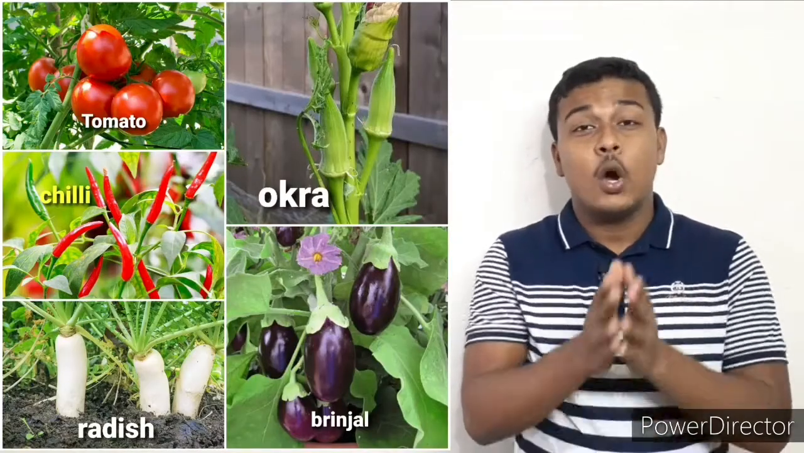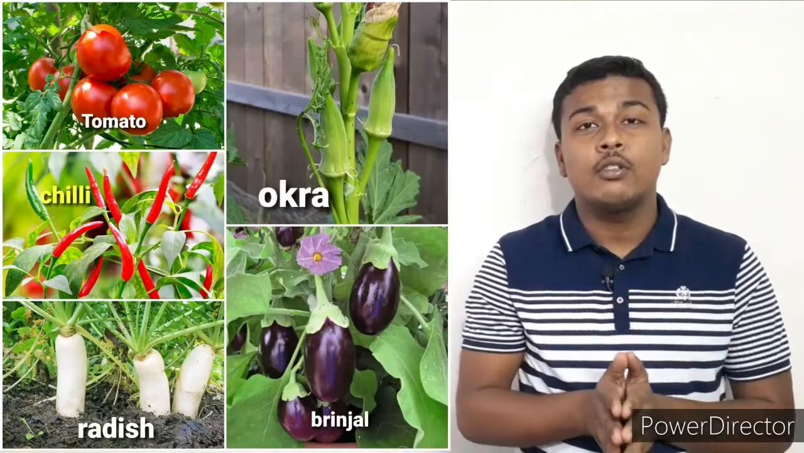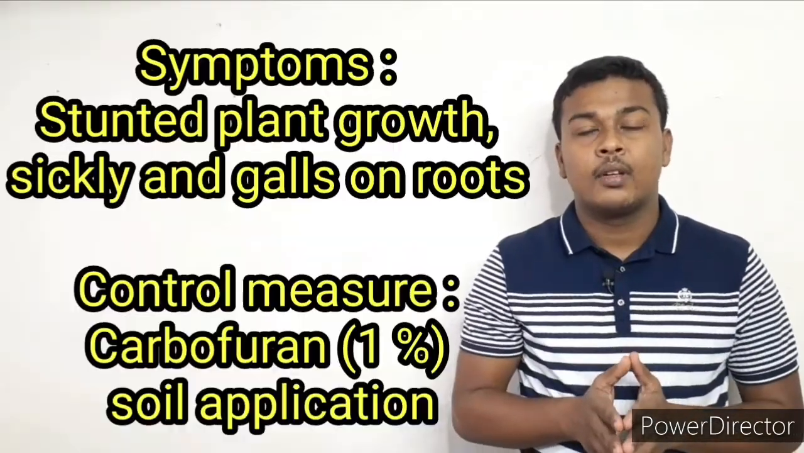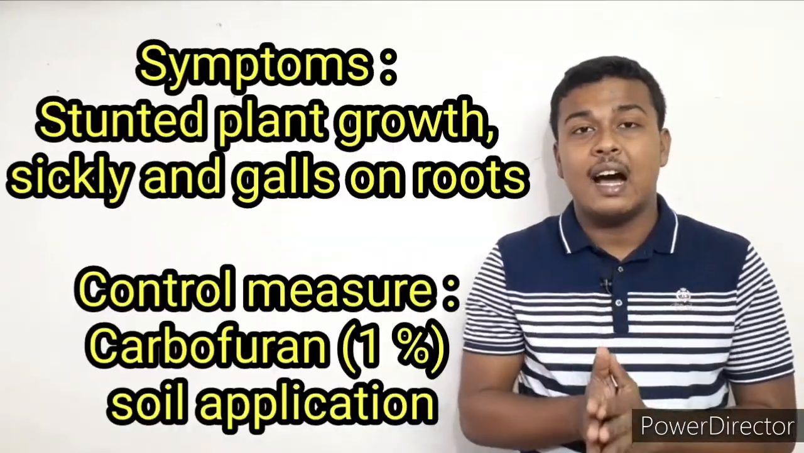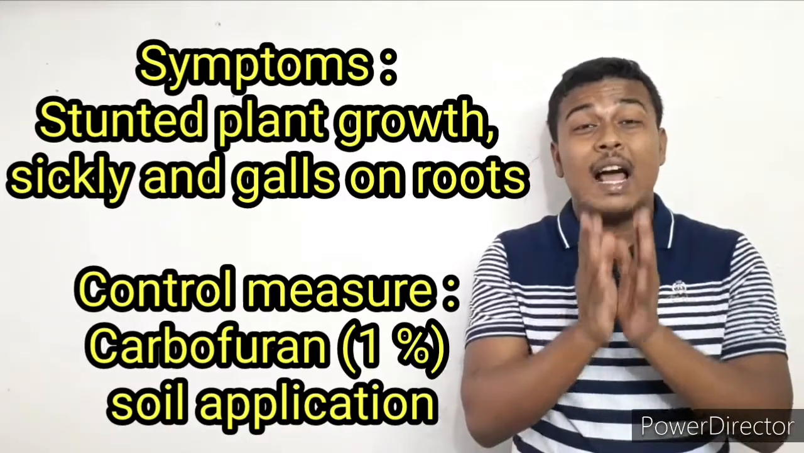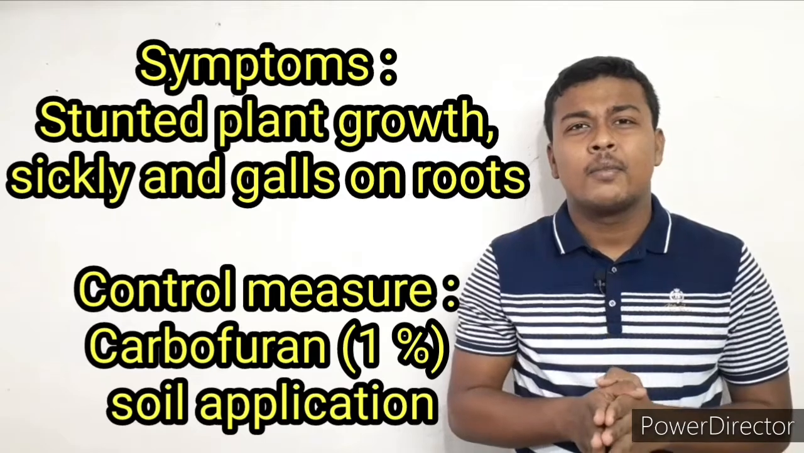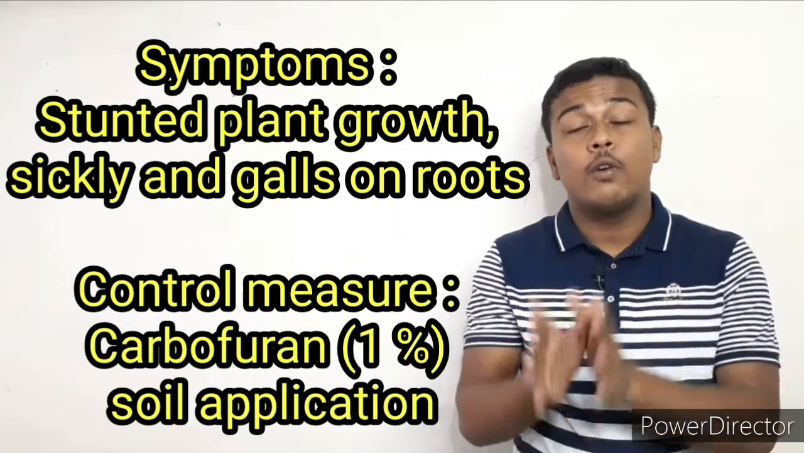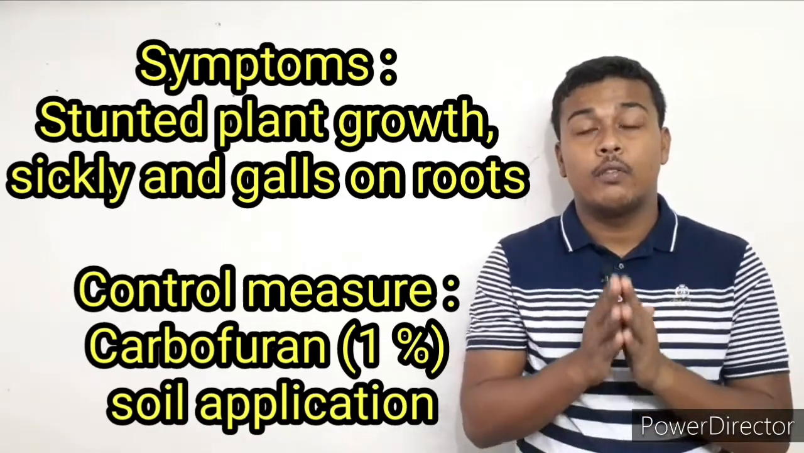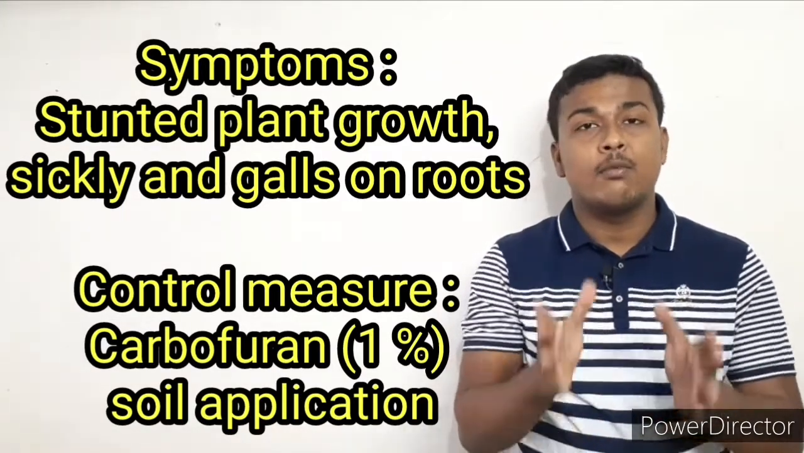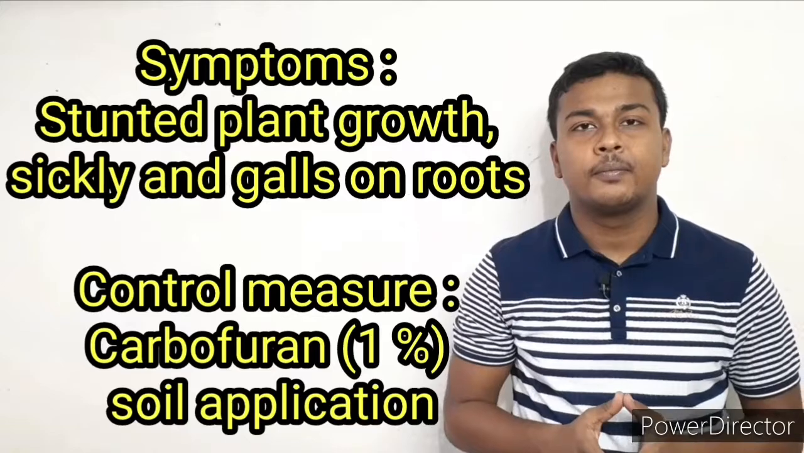The next kind of disease is root knot. Brinjal, chili, okra, radish and tomato are the crop plants that will get affected by this kind of disease. The symptoms of this disease are that the plant will have stunted growth, it will also be sick, as well as galls will form on the root of the plant. And to control this kind of disease, carbofuran is sprayed at 1% over the soil.